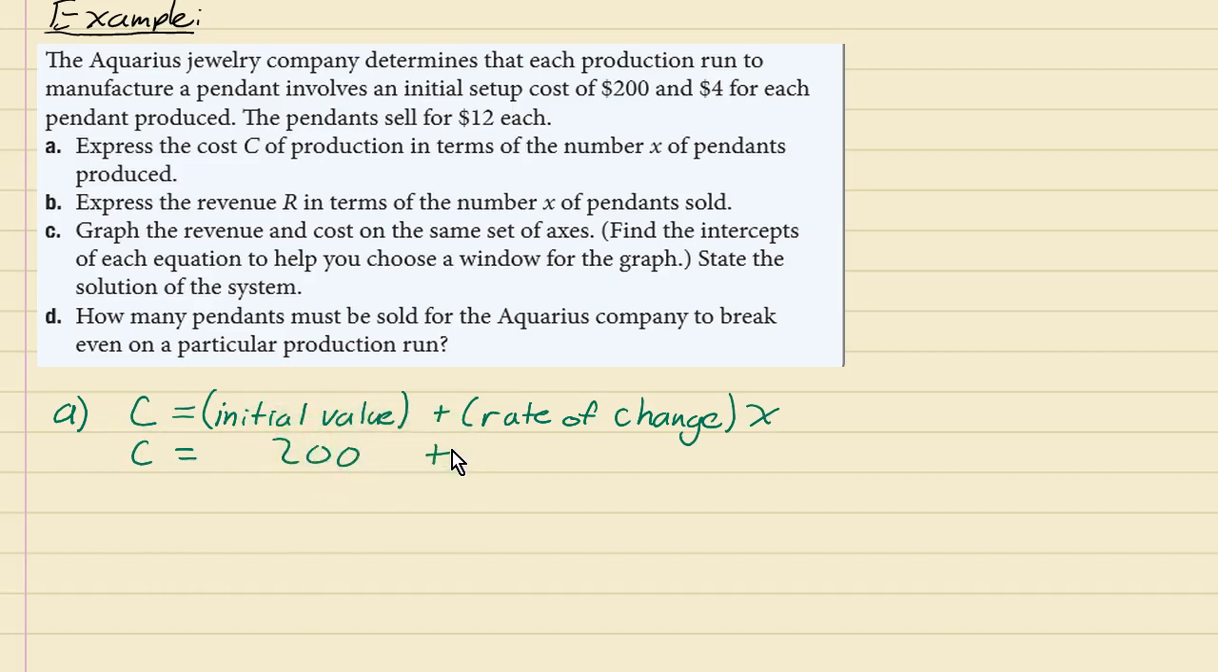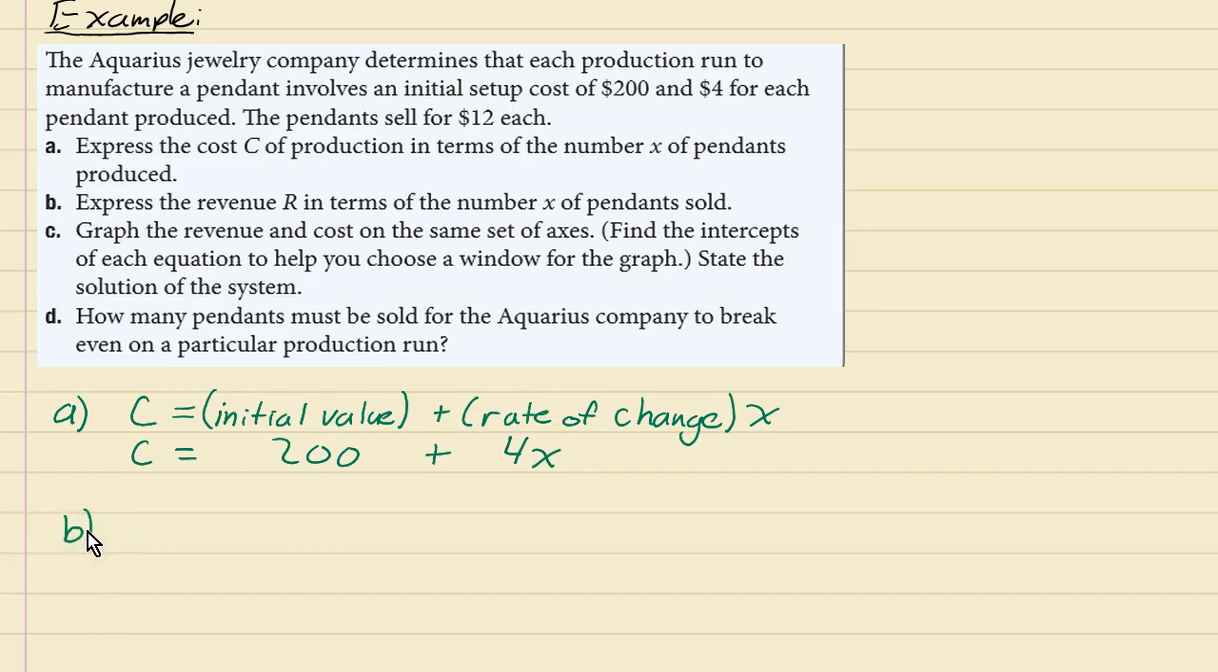That's the starting cost. But then, every time X increases by 1, every time one more pendant is produced, the cost is going to increase by $4 per pendant. So we're going to write that as 4 times X. So that should be the cost function.